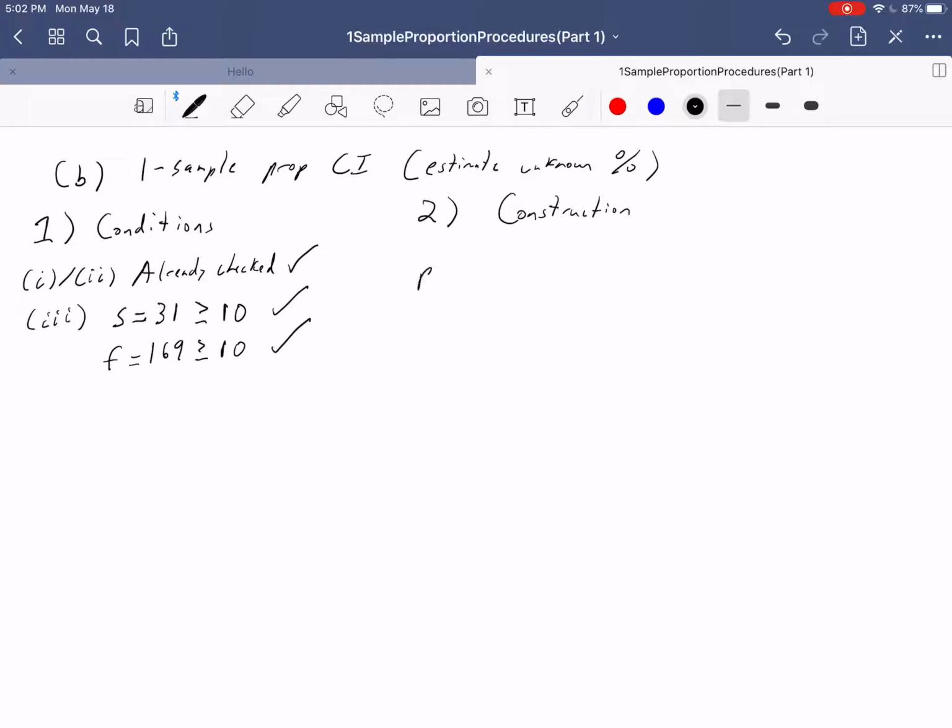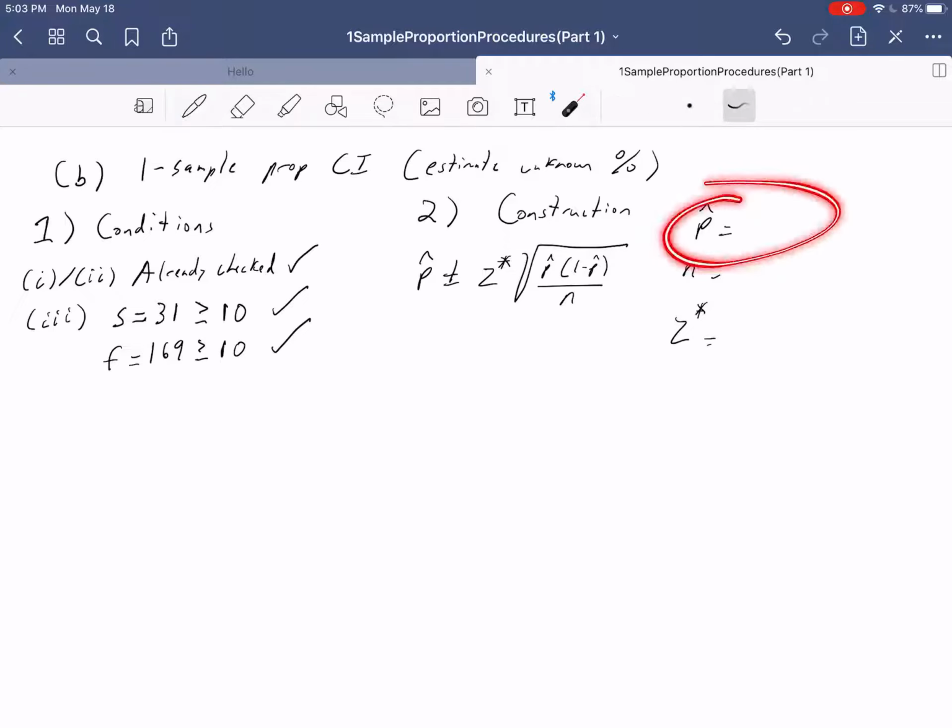So for the construction, our formula is going to be p hat plus or minus z star square root p hat (1 minus p hat) over n. And we've got 3 things that we need to know there. Well, this p hat, we already calculated that. That was 31 out of 200. It's the number of successes divided by the sample size, and we know that that's going to come out as 0.155. And, of course, our sample size was 200.